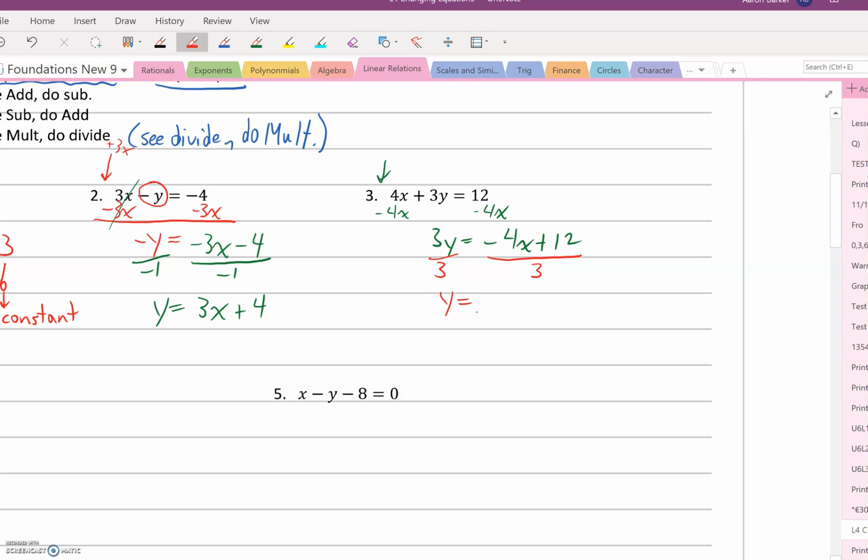So y equals, well, we can write this as two separate divisions. So just like over here, we divided each one by -1, really what that was, a negative 3x being divided by -1 and a negative 4 being divided by -1. So using that idea, we bring that over here. We have negative 4 divided by 3x plus 12 divided by 3. Now, if you want to write that as negative 4x divided by 3, that's fine. That's okay for now. But now the next step is to actually do the divisions. But since you can't divide, you're just going to write it as a fraction, which is a division.